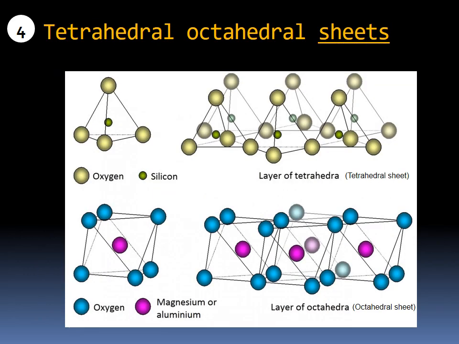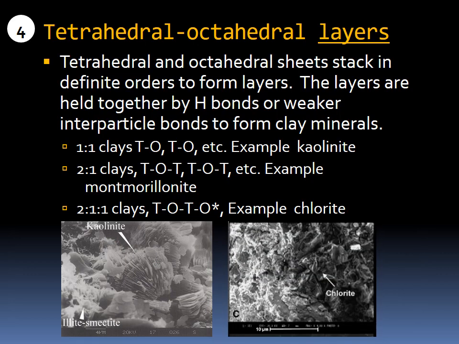Now when you put tetrahedrons together, bound to each other, they form a tetrahedral sheet. And the same thing for the octahedrons. When you put them together, they build and form octahedral sheets. And when you put tetrahedral and octahedral sheets together, you're now building a layer. And these layers are held to each other by chemical bonds.